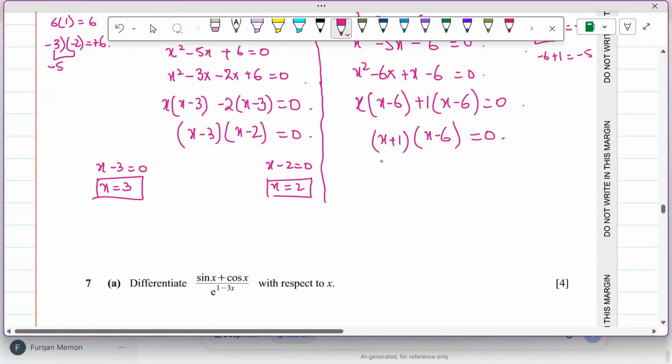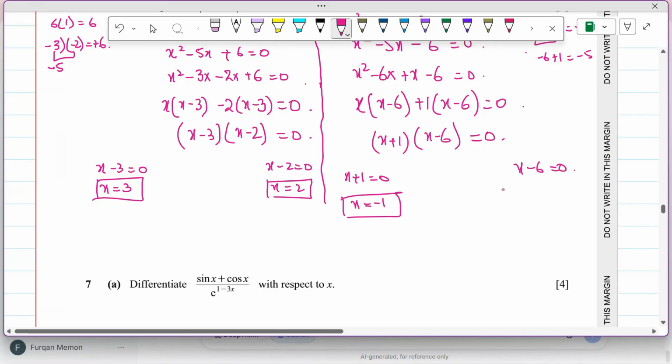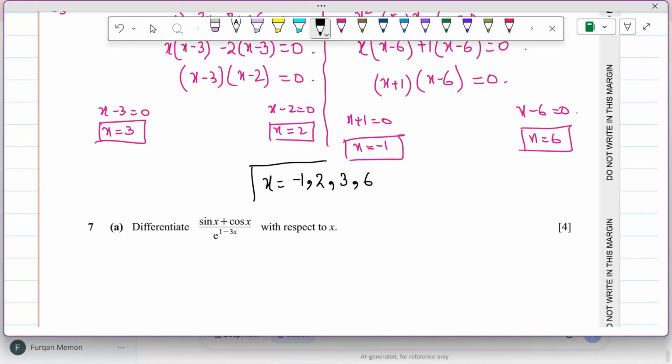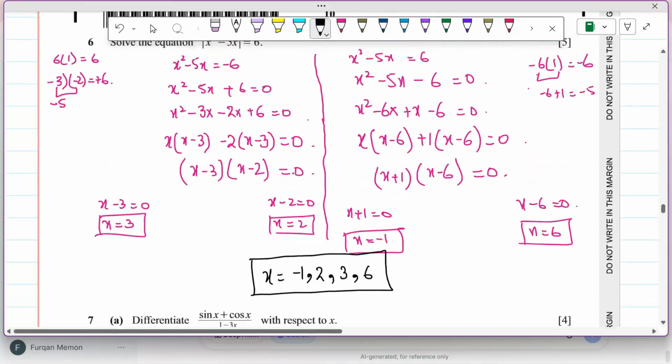So we have the two factors here also, which are x + 1 equal to 0, and on the other side x − 6 equal to 0. So x is equal to −1, and on the other side x is equal to 6. So now we have the four values of x: x is equal to −1, then 2, then 3, then 6. These are the solutions of the given equation.